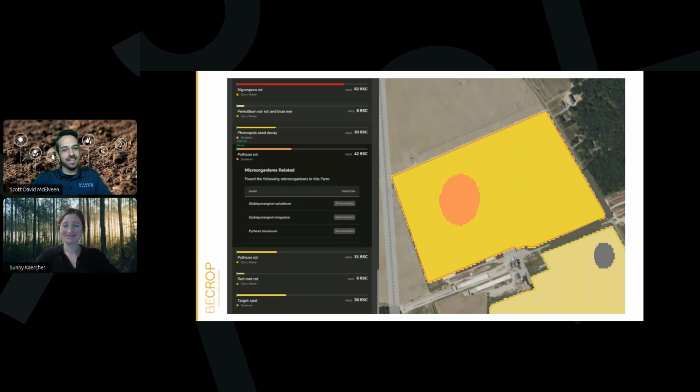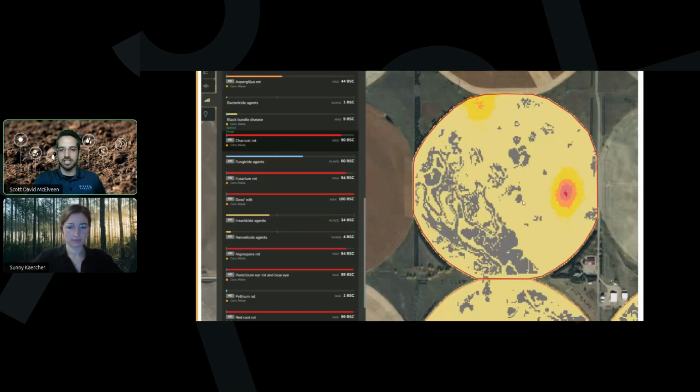This is where it's best to scout. Take preventative measures for Pythium rot. Make sure we're using treated seed, especially in this area. But if I'm scouting, I get to save energy by knowing exactly where to go, where I expect symptoms first.